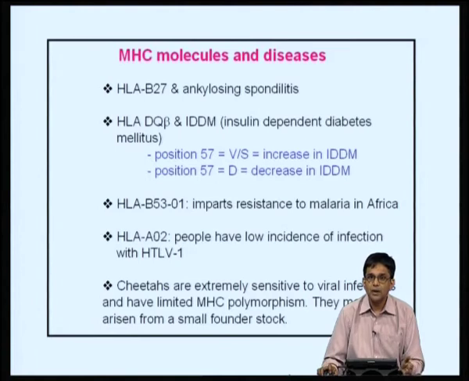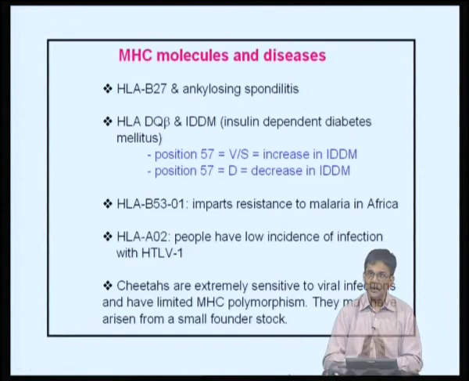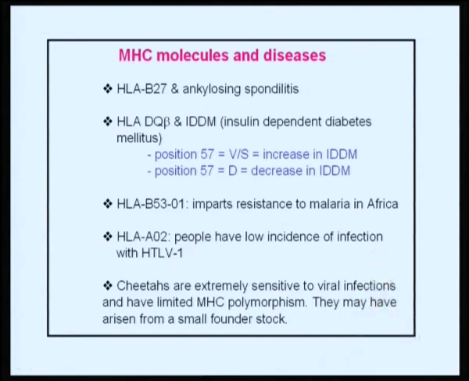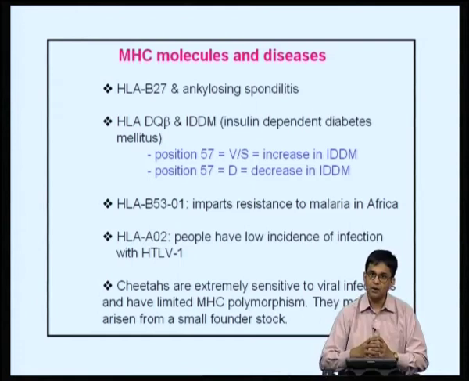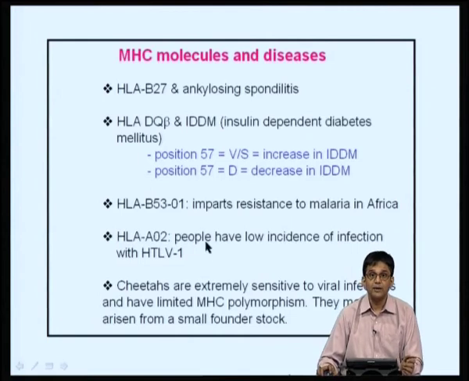with HTLV. Now, cheetahs are extremely sensitive to viral infections and have limited MHC polymorphisms, and it is possible that they are highly susceptible because of their limited MHC polymorphisms. And one of the possibilities is that they have come from a small founder stock, which means that the initial stock that the cheetahs came from was small in number, and then they bred and increased their numbers. But since they came from a small founder stock, their MHC diversity is limited, and perhaps that makes them highly susceptible to viral infections.